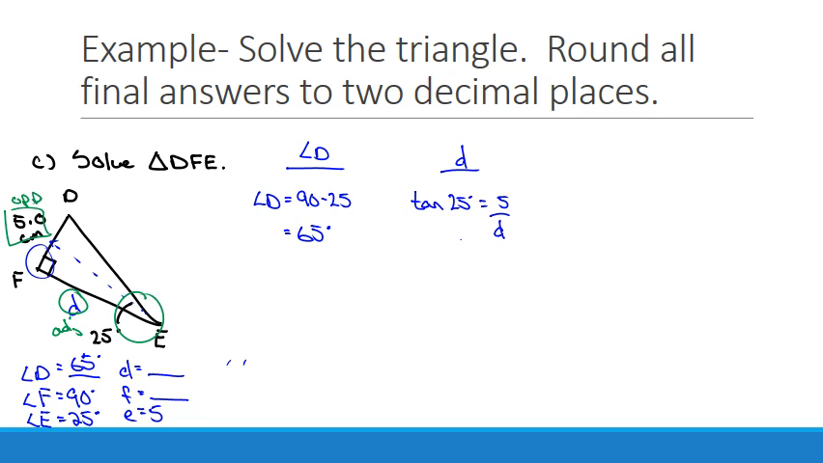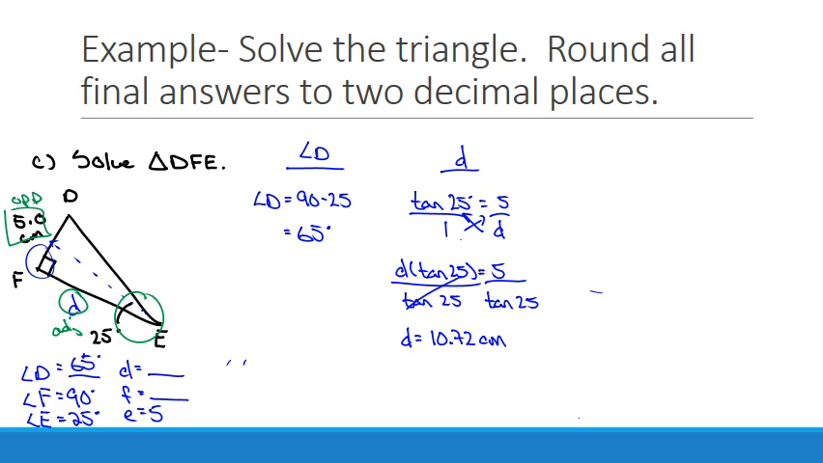And the variable's on the bottom, which means it's actually one extra step, but not a big deal. So I'm going to set it up. I'm going to create this proportion, and then I'm just going to start multiplying. So D times tan 25 equals 5. Divide by tan 25, divide by tan 25. So D is equal to 5 divided by tan 25, which ends up being 10.72, and then I guess it'd be centimeters. I haven't been putting my units in. So 10.72. Okay, I found angle D and side D. Now I'll find side F.